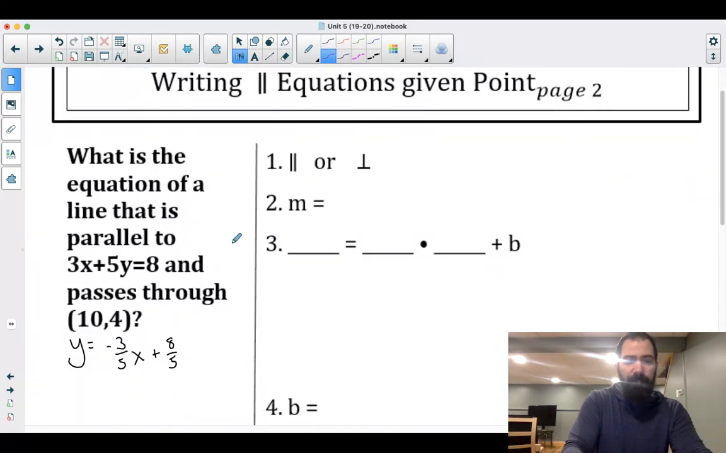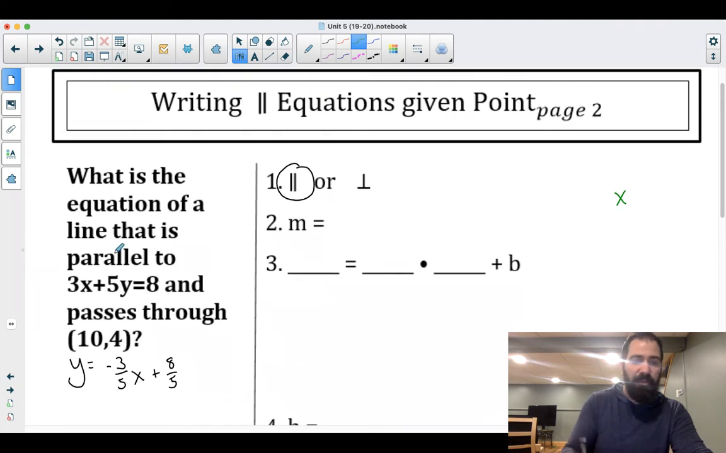Another problem. What is the equation of a line that is parallel to the line 3x plus 5y equals 8, and passes through the point 10, 4? So we know, what do we already have? Well, we know that x is 10, making our grocery list. y is 4. We need a parallel slope, and we need a y-intercept, a b.